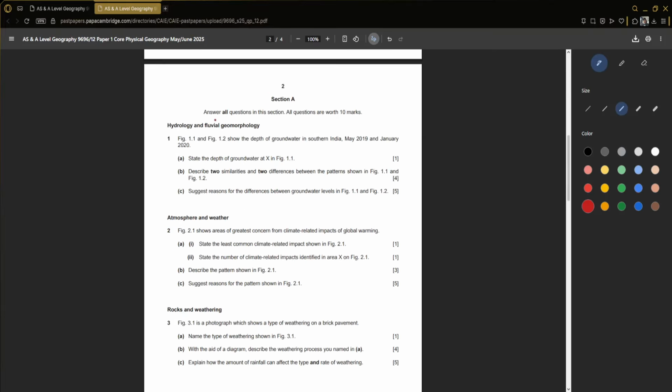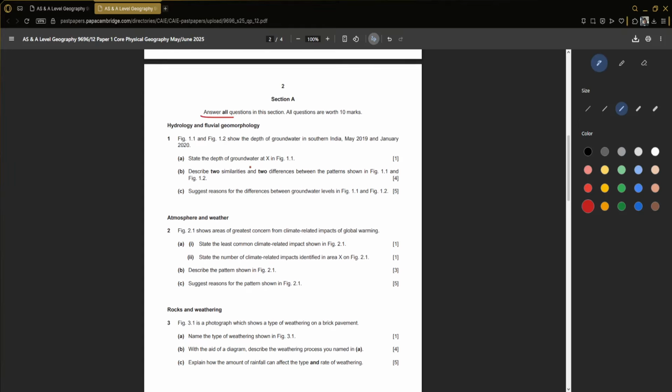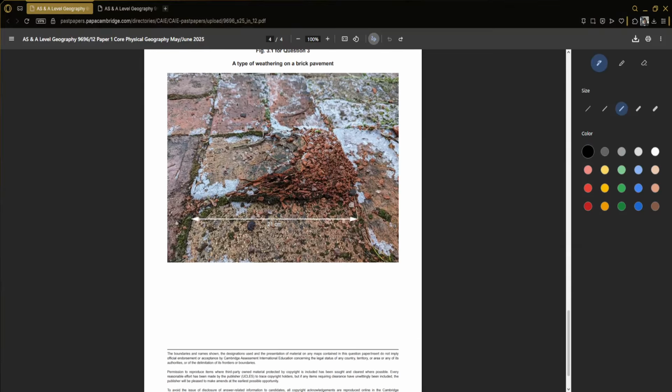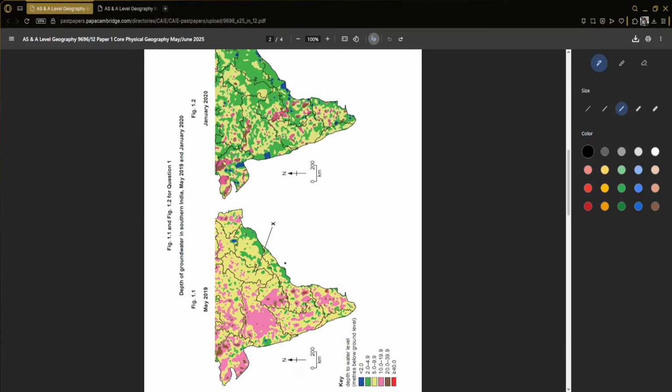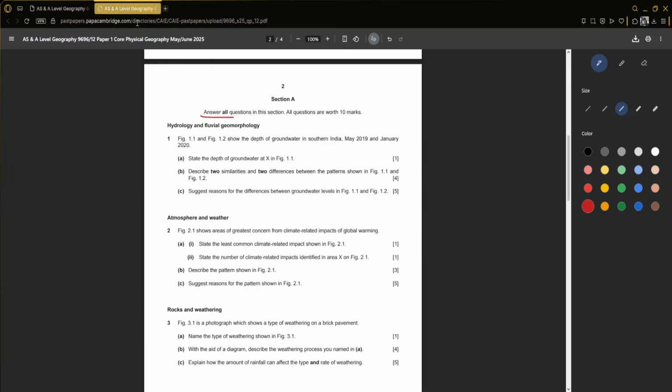So section A, you have to answer everything, essentially. You have to answer every question across 3 topics. You have the rivers and stuff over here, atmosphere over here, and rocks and weathering over here. These questions, especially the first few, relate to the insert which you're also given. So you're given diagrams and statistics and tables, which you have to analyze and provide data points for.